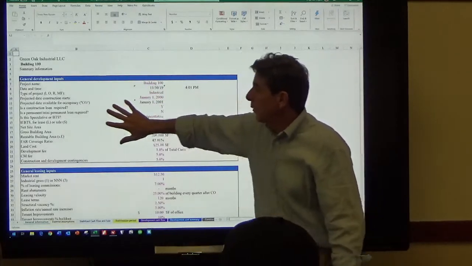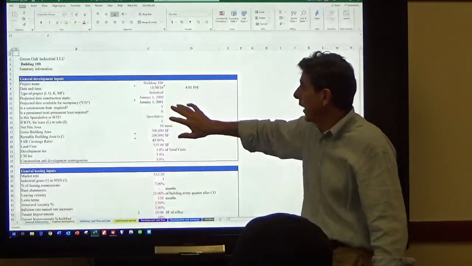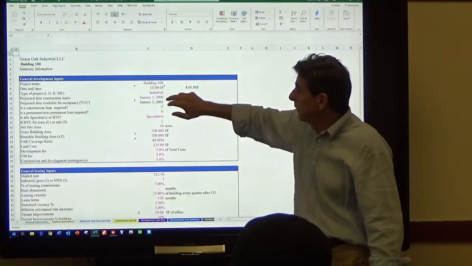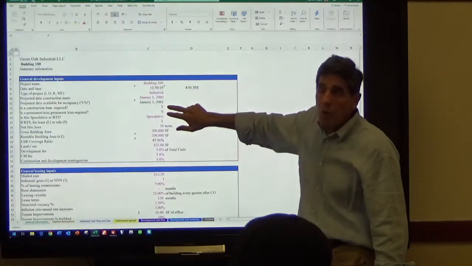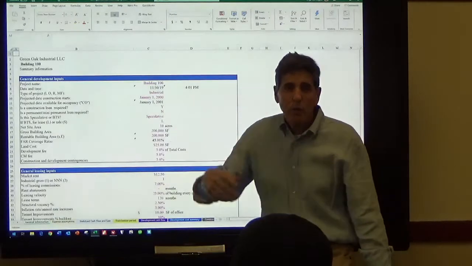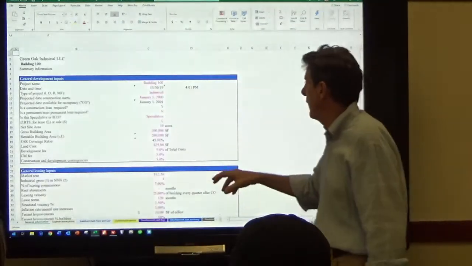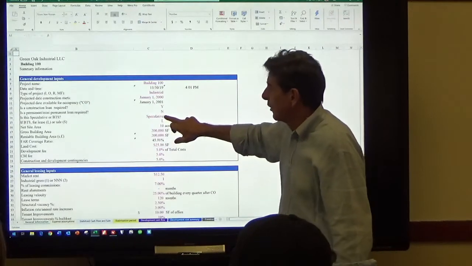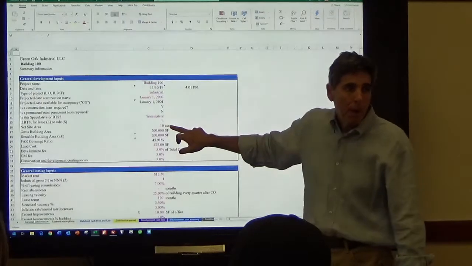So, general project information. Building, I've got a development timeline here. Do I need a loan for construction? Do I need a loan for permanent financing? What's that telling me? It's telling me that I've got to build these into the models. Is it speculative? Is it for lease? How many acres am I buying?